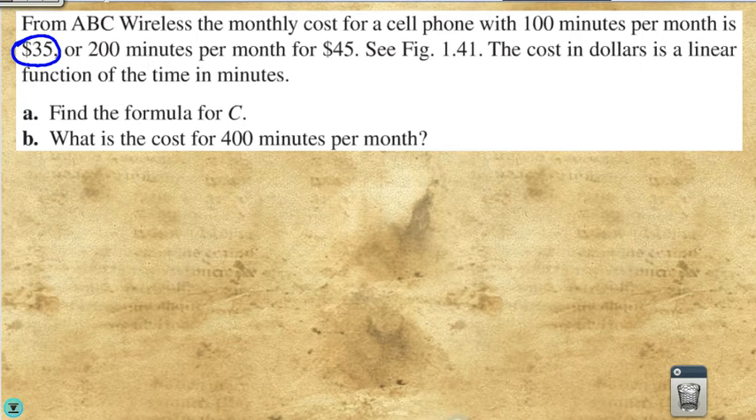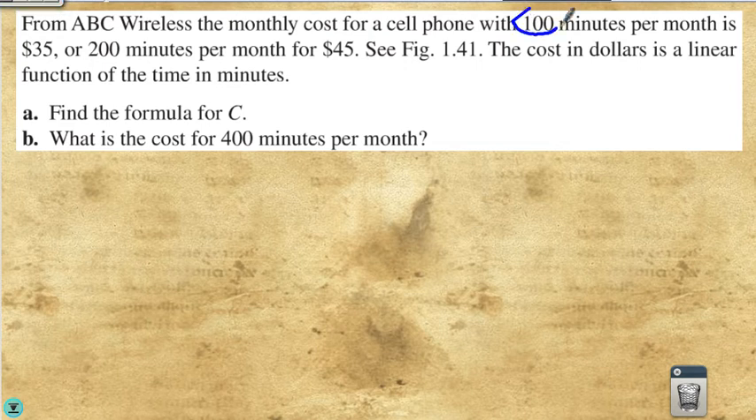Read it too fast. From ABC Wireless, the monthly cost for a cell phone with 100 minutes per month is $35, or 200 minutes per month is $45. The cost in dollars is a linear function. Find the formula for the cost C. So here's your two scenarios. First off, when you're dealing with problems like this, think about what your input and your output is.